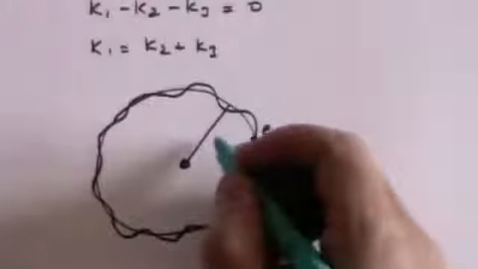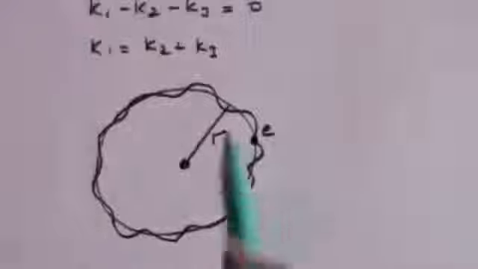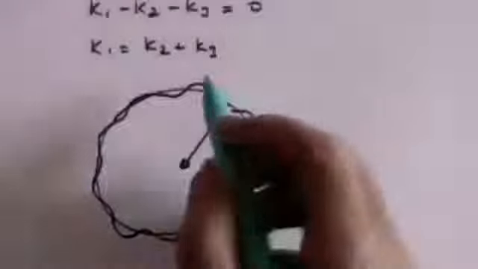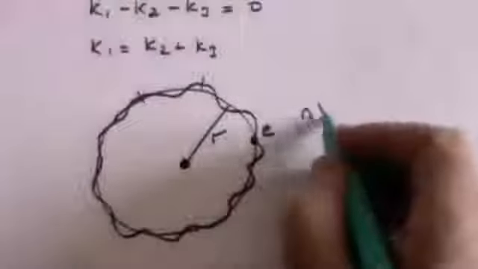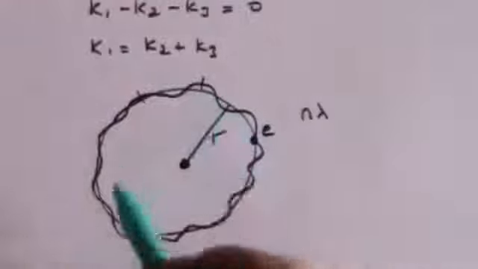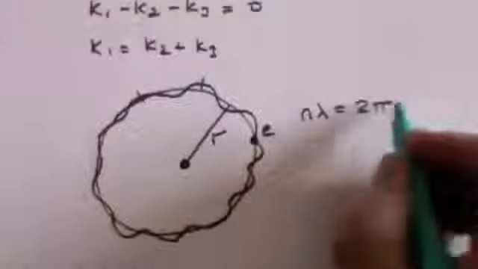And the radius will be, let's say, r. And that means that there is an exact number of wavelengths. The wavelength is the distance between two consecutive peaks. There will be an exact number of wavelengths in the entire circumference of the orbit. And that circumference, of course, is just 2 pi r.